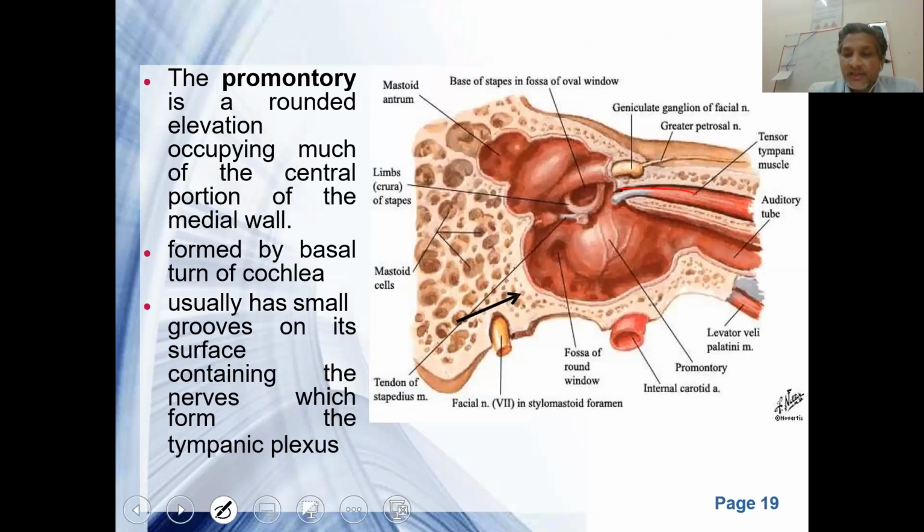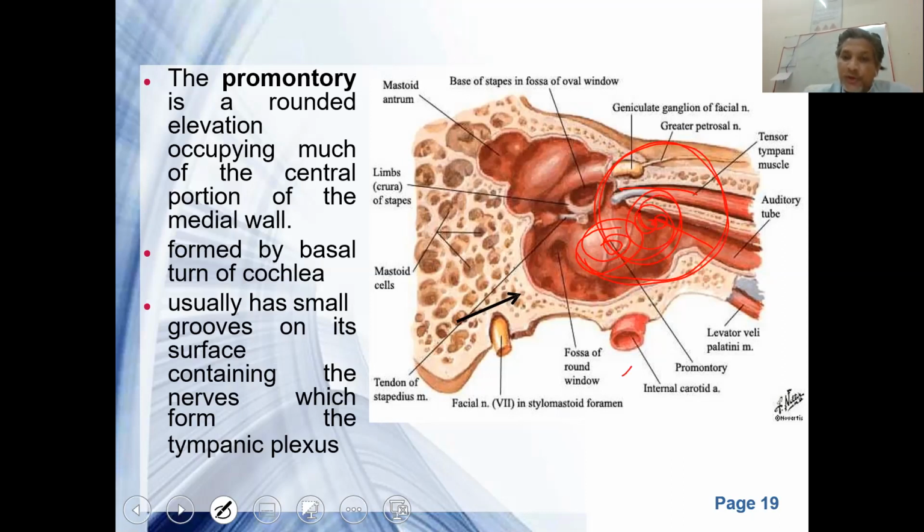Here is another example. This is the tensor tympani muscle, the eustachian tube. This is the promontory. What is the promontory? Promontory is a bony prominence because of the underlying cochlea, the basal turn of the cochlea. So here will be the cochlea: this is the basal turn, this is the middle turn, and this will be the terminal turn or apical turn.